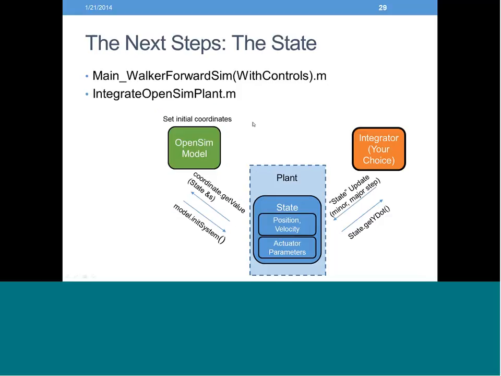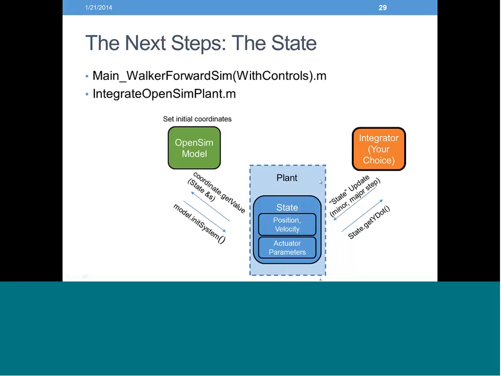So for our model, we set the initial coordinates. We create a state by calling model init system, which moves us down here. And now we have our state information. We have position, velocity, which we use, and actuator parameters. So for example, if you add a muscle to your walker or to whatever system you're building, the actuator parameters would be things like fiber length and activation, which are used to calculate the forces for your equations of motion.